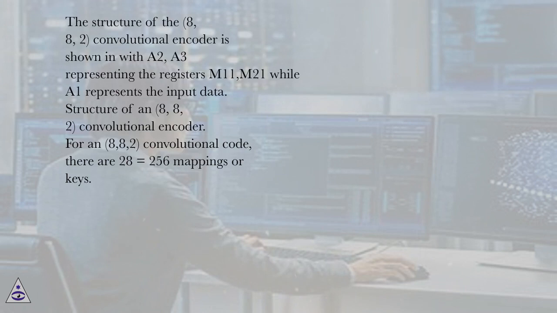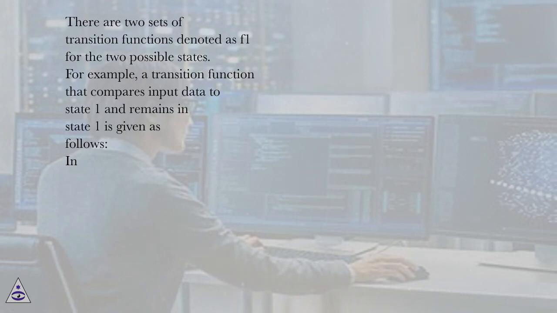The structure of the 8-8-2 convolutional encoder is shown in the figure, with A2, A3 representing the registers M11, M21 while A1 represents the input data. Structure of an 8-8-2 convolutional encoder. For an 8,8,2 convolutional code, there are 2^8 equals 256 mappings or keys. There are 2 sets of transition functions denoted as F1 for the 2 possible states.